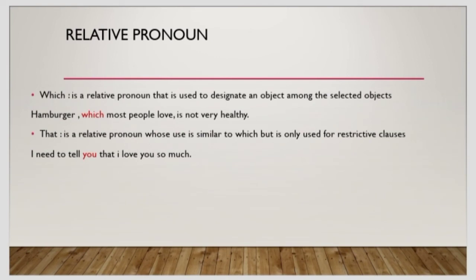And there is which, a relative pronoun that is used to designate an object among the selected objects. The example is hamburger, which most people love, is not very healthy. And the last is that, a relative pronoun whose use is similar to which, but is only used for restrictive clauses. The example, I need to tell you that I love you so much.